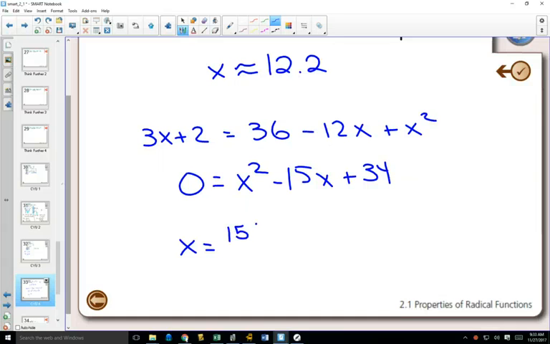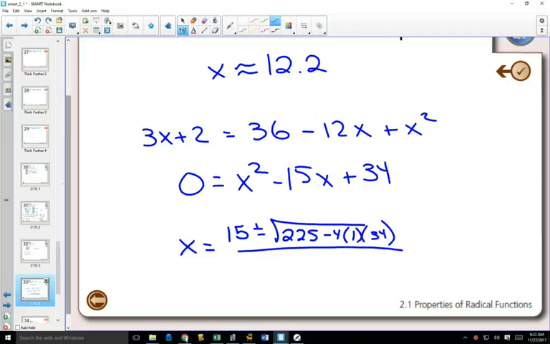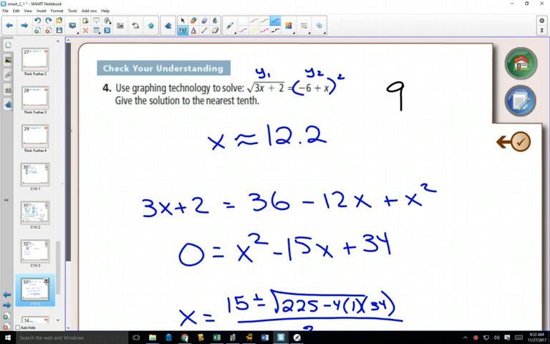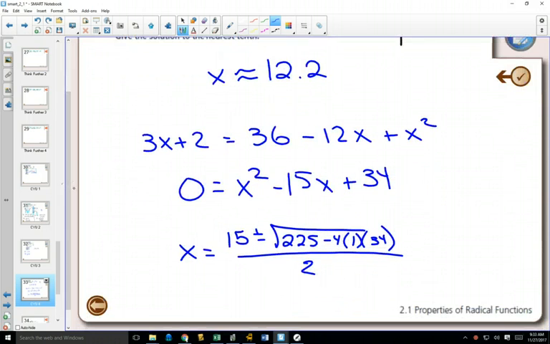Negative b plus or minus the square root of b squared minus 4 times a times c, divided by 2a, and this will give you two answers. One of them would be 12.2. The other one would probably be a negative number or something that doesn't work when you plug it back into the original equation. So that's why there's only one answer of 12.2.